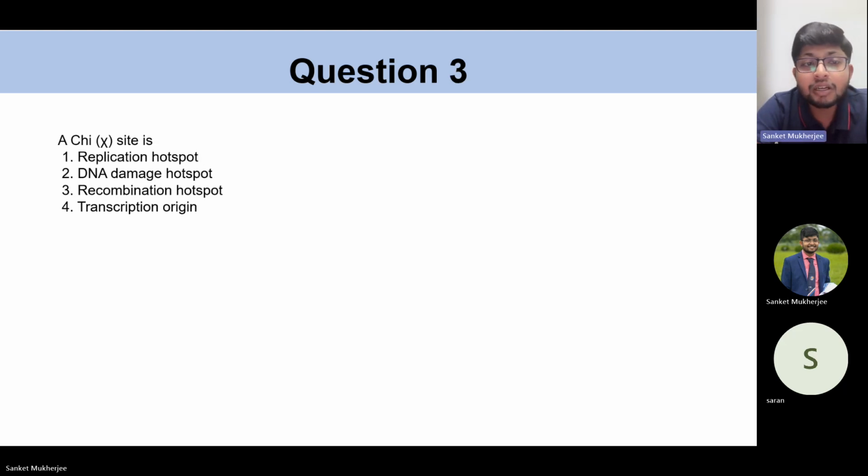So a Chi site is a replication hotspot, DNA damage hotspot, recombination hotspot, or transcription origin. Any answers? Recombination hotspot. Yes, you're right. It's a recombination hotspot. You're absolutely right.